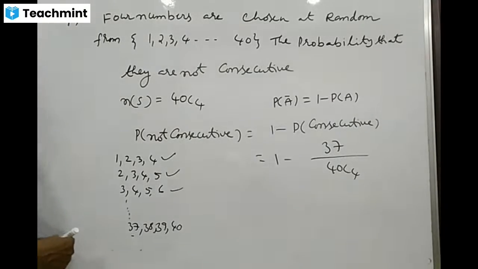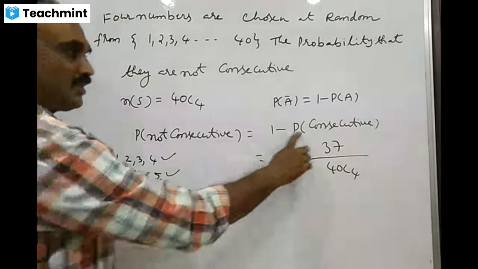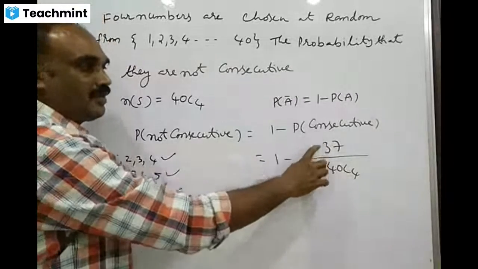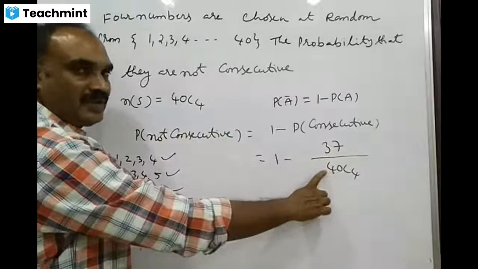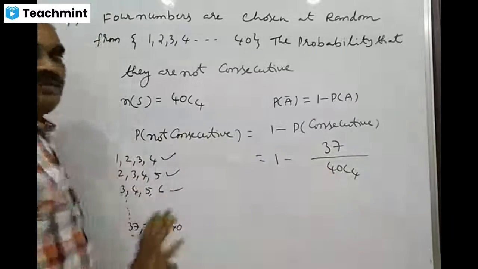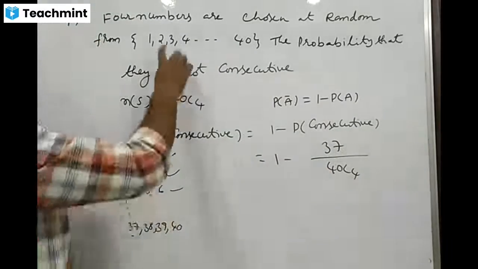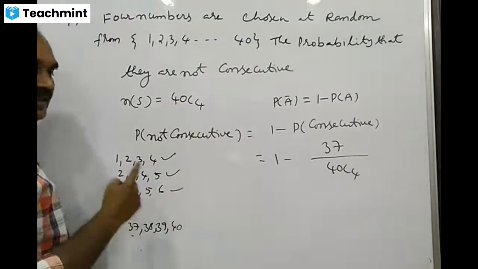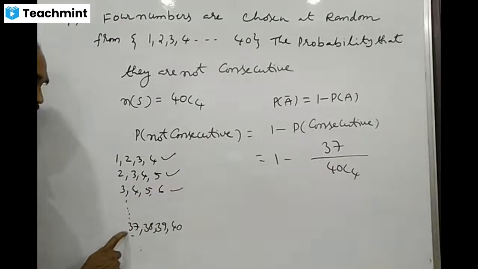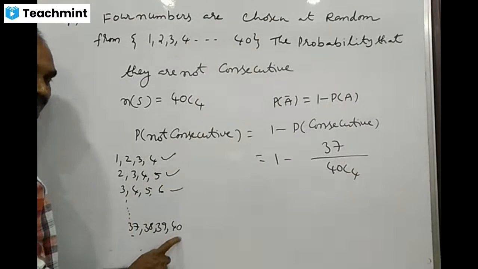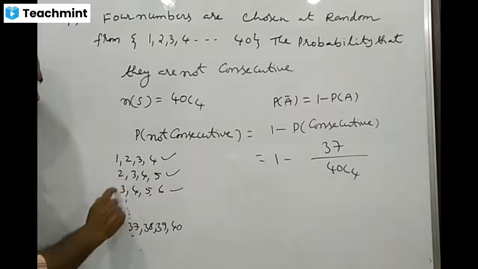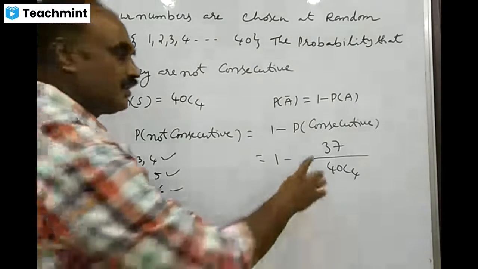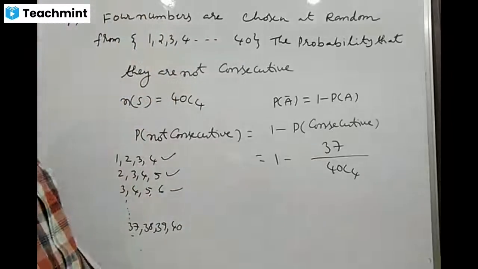So the probability of not consecutive is equal to 1 minus the probability of consecutive. The probability formula is n of A by n of S. n of S is equal to 40 C4. What are the favorable outcomes? Here four numbers are consecutive: first 1, 2, 3, 4, next 2, 3, 4, 5, up to the last 37, 38, 39, 40. Total favorable outcomes 37, so n of A is equal to 37. So 1 minus 37 by 40 C4.